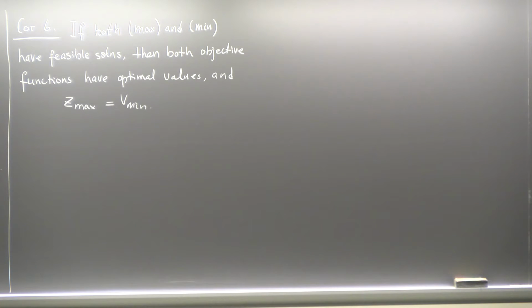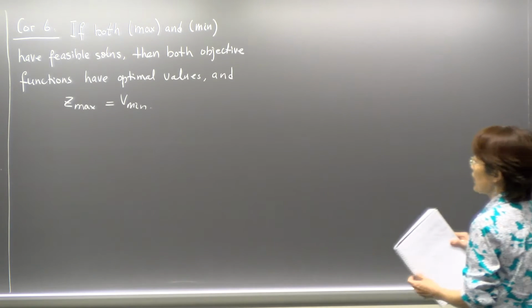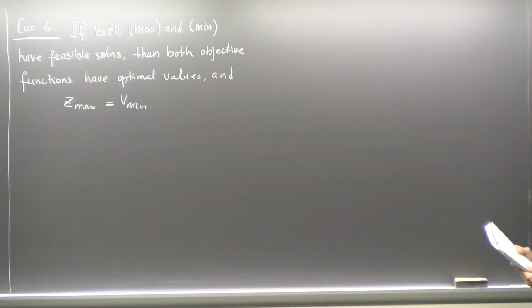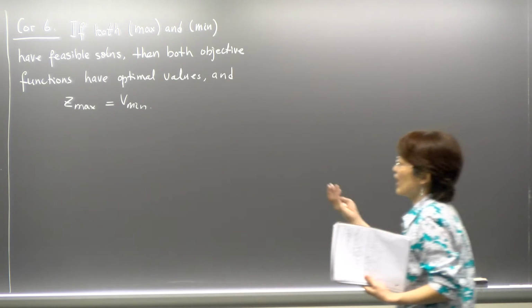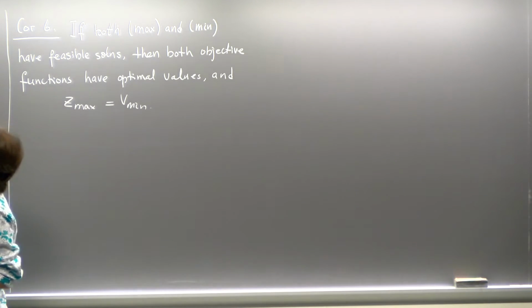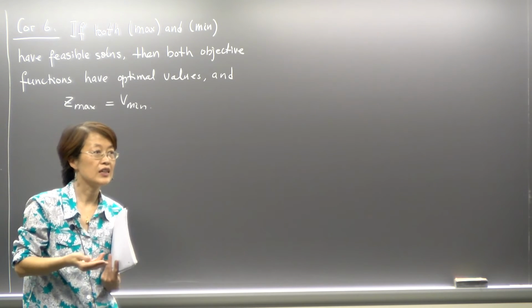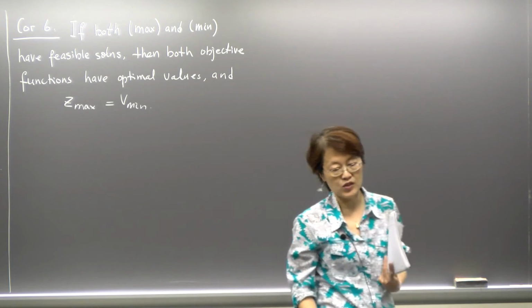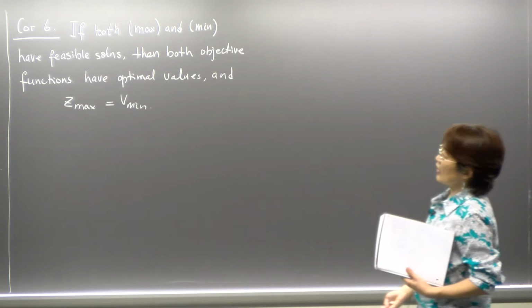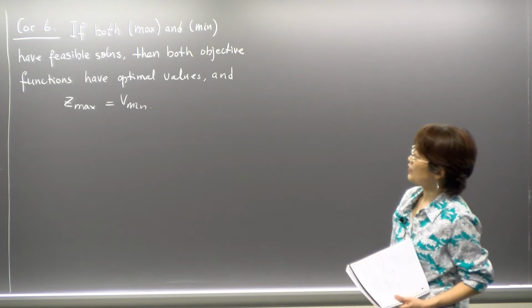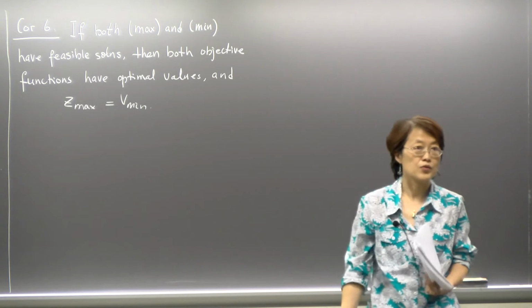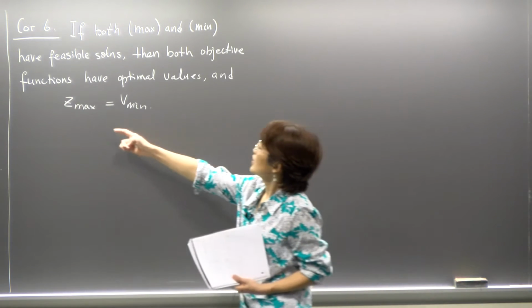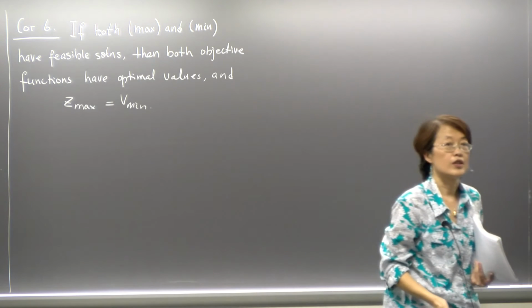Okay, so let's look at it. So what does it say? It says if both max and min, the two problems, have feasible solutions, meaning I can find some x so that the constraints are satisfied, right? Or I can find some y and this constraint is satisfied. If both of them are feasible, then I can conclude that the objective function, they will all have optimal values. You can solve it. And they equal each other. The max equals the min.